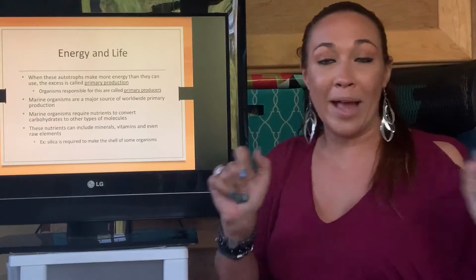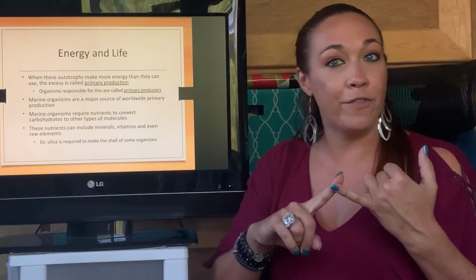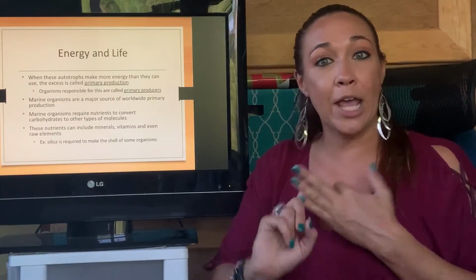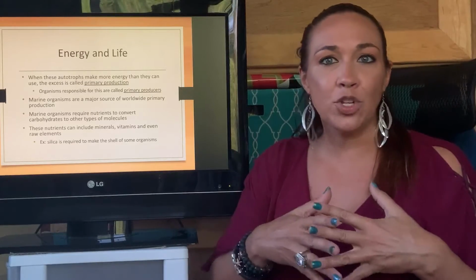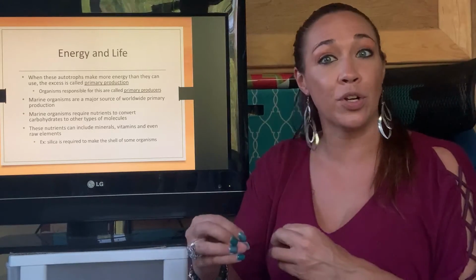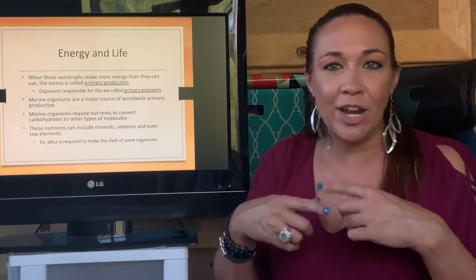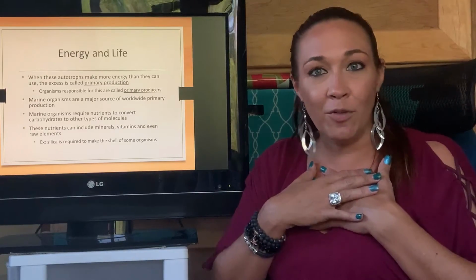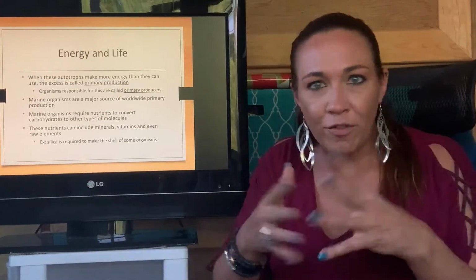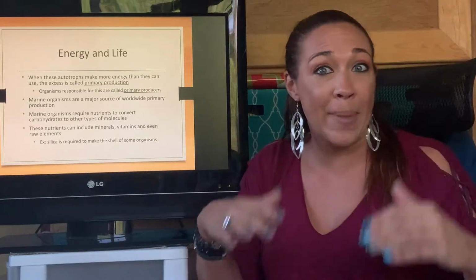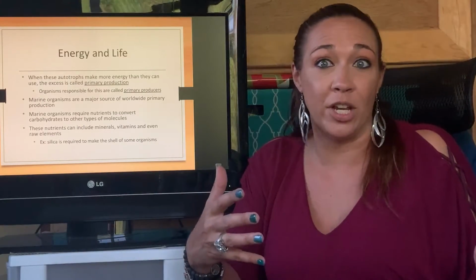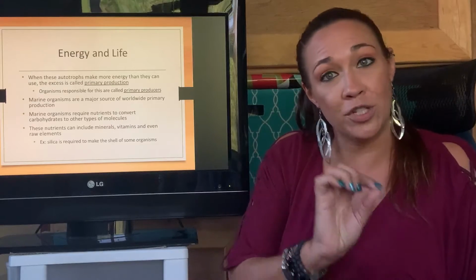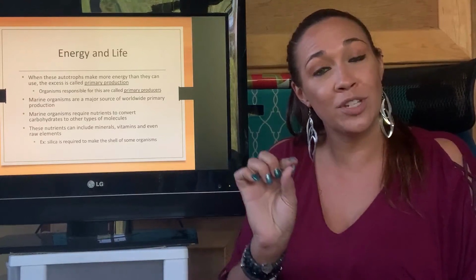All right, so back to our autotrophs. We're talking about our photosynthetic bacteria, our algae, and our plants. Now, these guys are known as primary producers because they're producing this energy that's not only for them, but for us, for everything. So they're kind of the base level of the energy. Primary means first, and producer means they actually produce energy.